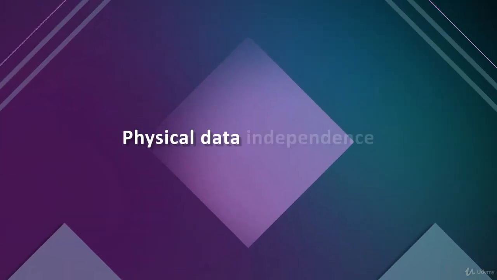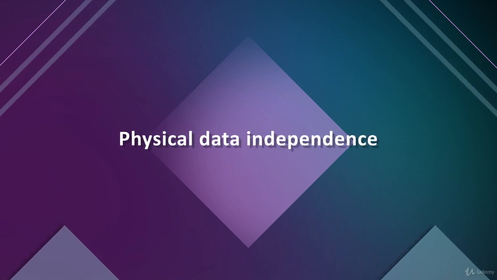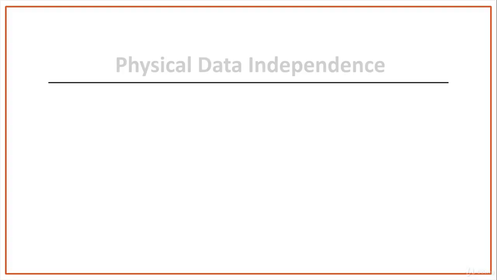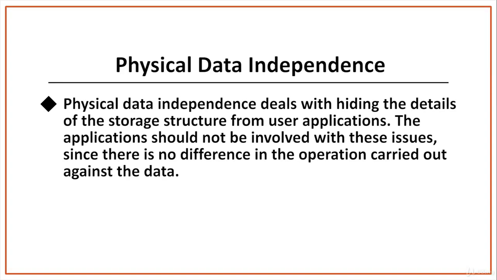Physical data independence refers to the immunity of the internal model to changes in the physical model. The logical schema stays unchanged even though changes are made to file organization or storage structures, storage devices, or indexing strategy. Physical data independence deals with hiding the details of the storage structure from user applications. The applications should not be involved with these issues since there is no difference in the operation carried out against the data.